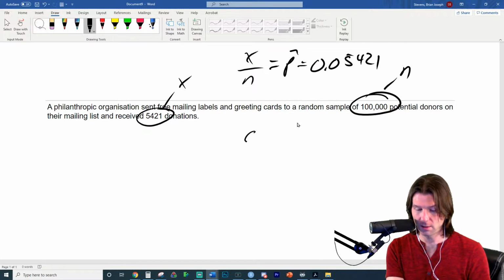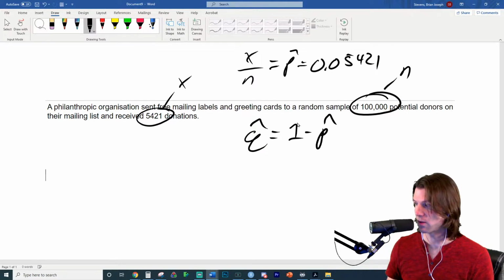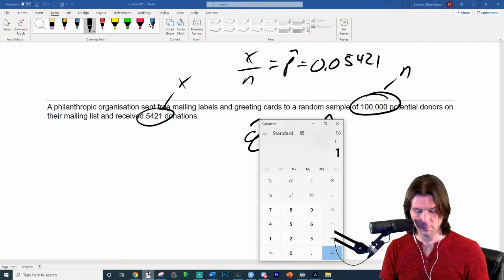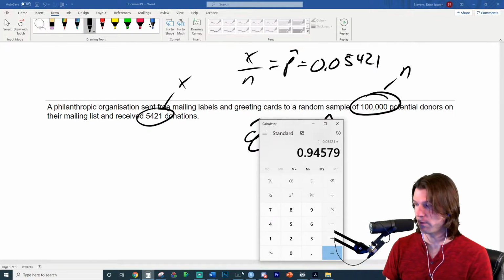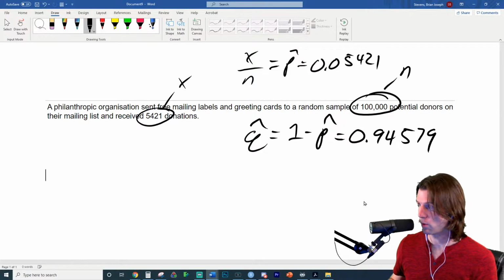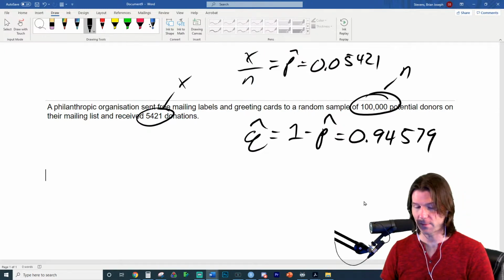Now q hat is going to equal 1 minus p hat. So they're complements. All we do is take 1 minus p hat, and it is equal to 0.94579. So that is q hat. It's just 1 minus p hat. They're complements of each other.